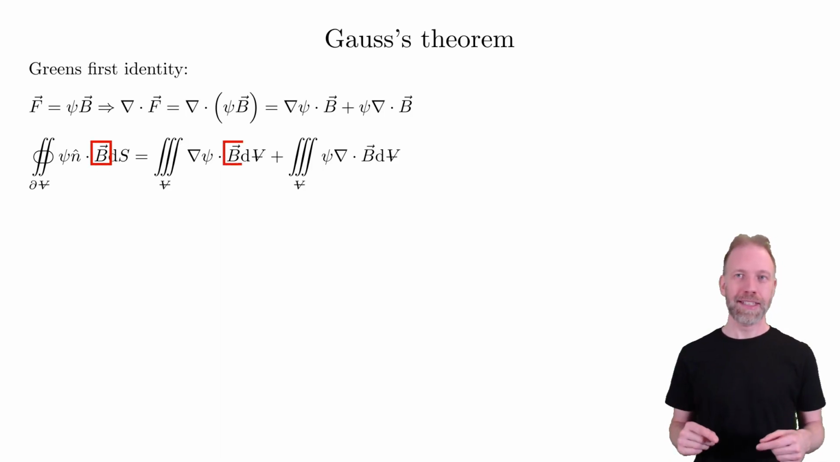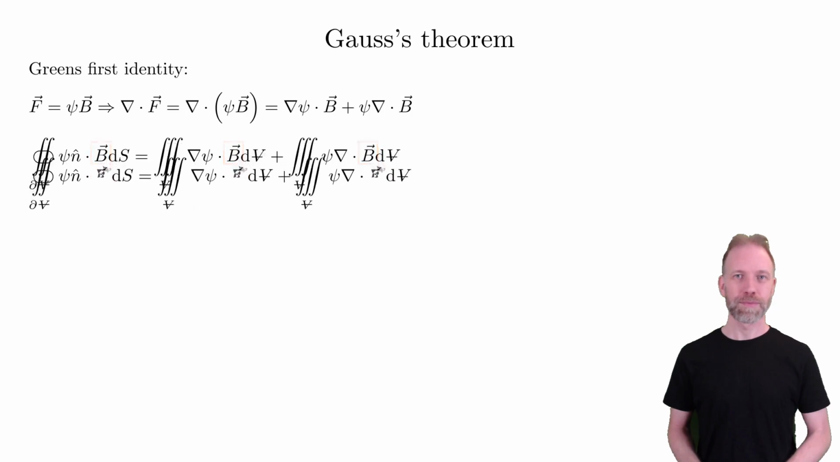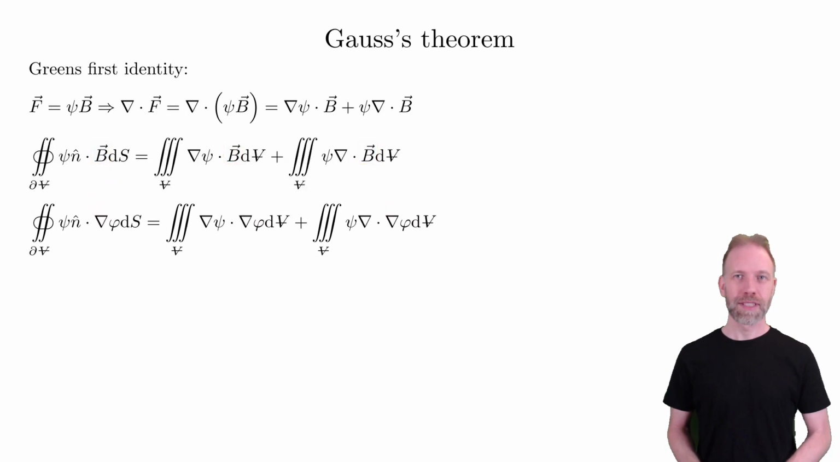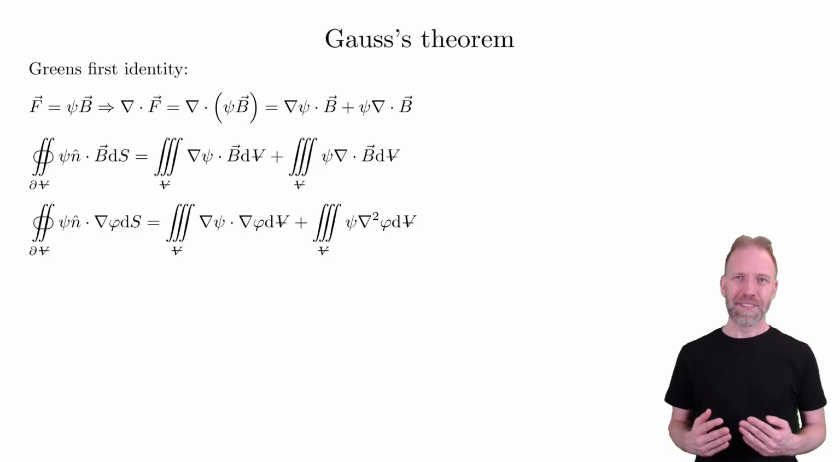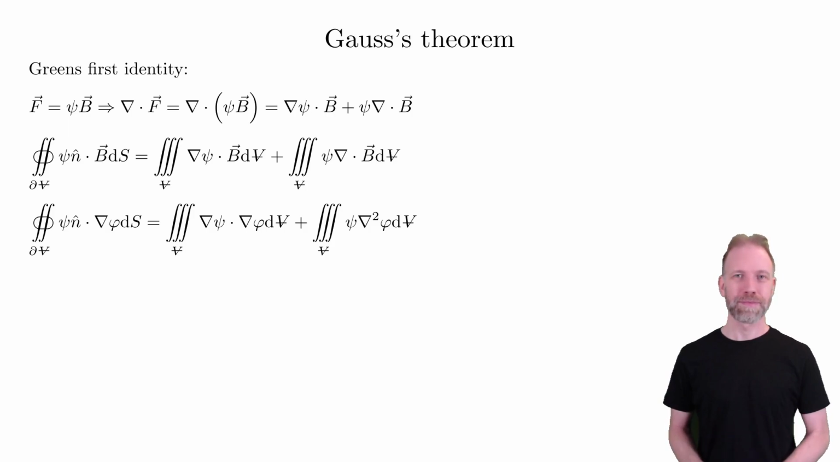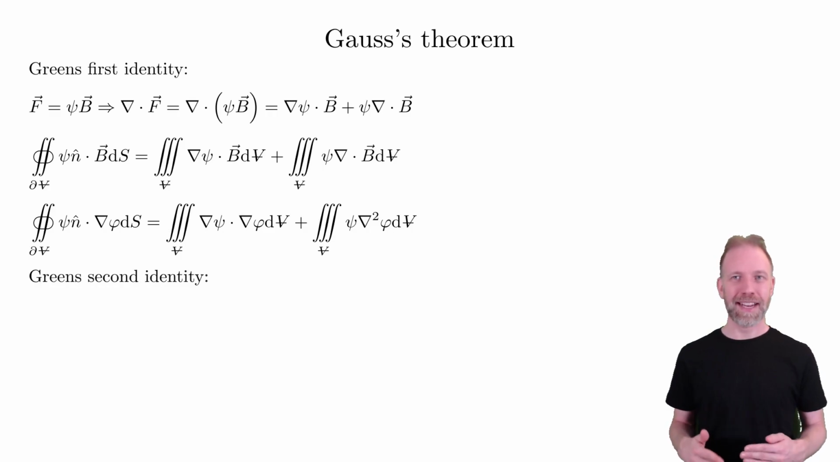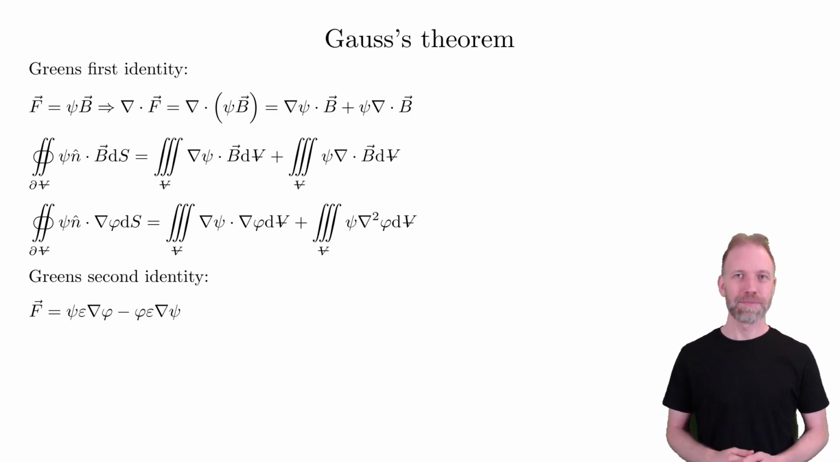Another version is if we assume that b is the gradient of phi. Nabla dot nabla is the Laplace operator. Here we have Green's first identity. These expressions are basically three-dimensional versions of integration by parts. Green's second identity is slightly more complicated. Let f be this expression.